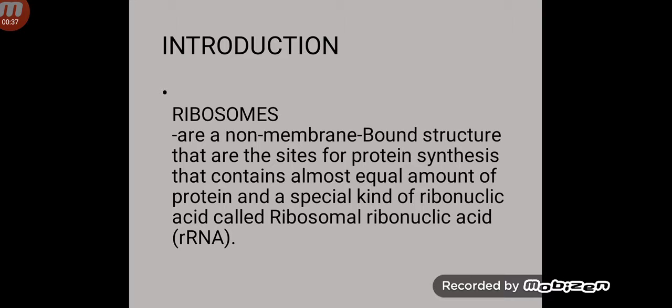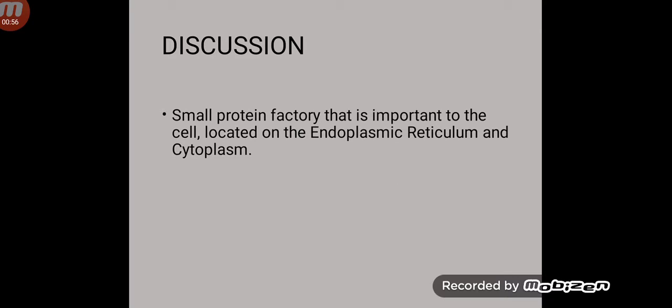and ribosomes are the only sites for protein synthesis. They contain almost equal amounts of protein and a special kind of ribonucleic acid called the ribosomal ribonucleic acid, or what we call the rRNA. So now let's proceed to our discussion.